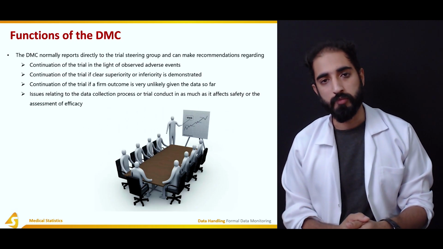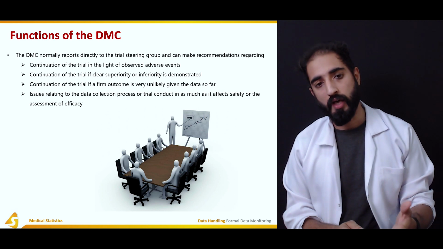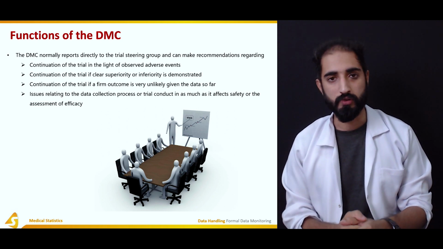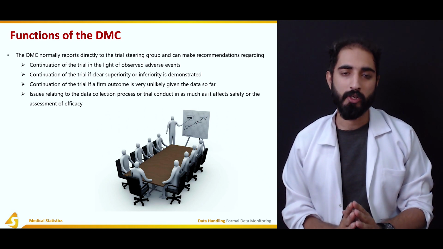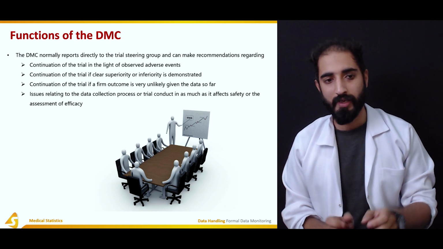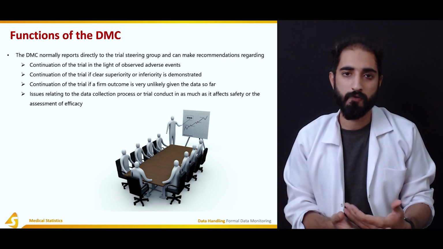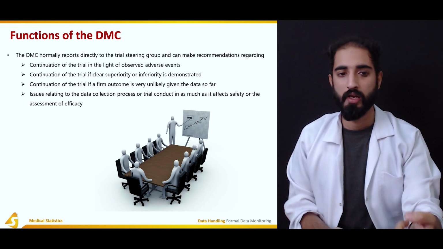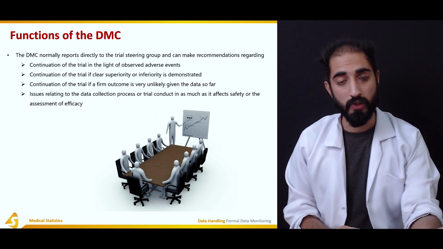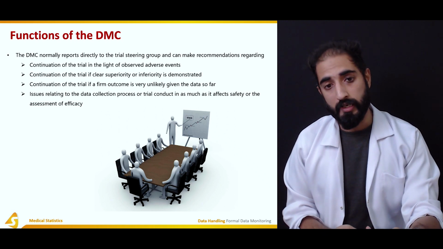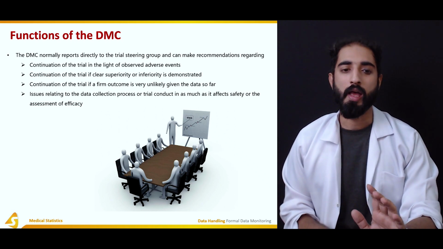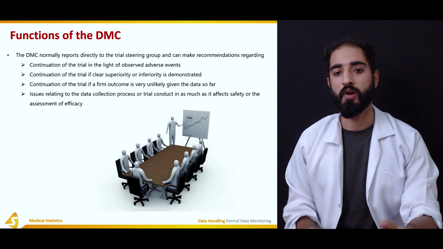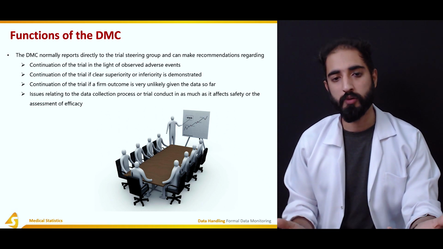Other functions of the DMC include reporting directly to the trial steering group so that they can make specific changes based on their recommendations. These recommendations are similar to the previous functions of the DMC, and they concern the continuation of the trial in light of the observed adverse events. In light of the observed adverse event, should the trial be continued or not? That is also a question. And continuation of the trial if clear superiority or inferiority is demonstrated. Sometimes if there is a clear superiority or inferiority, the research needs to be stopped.